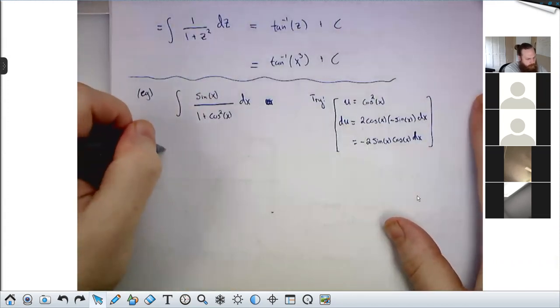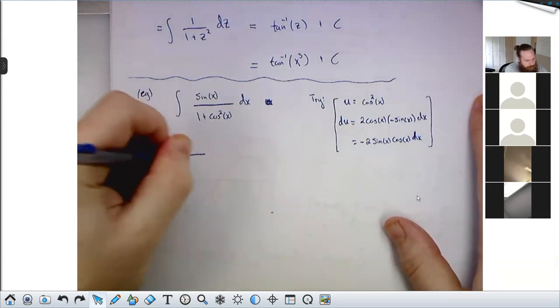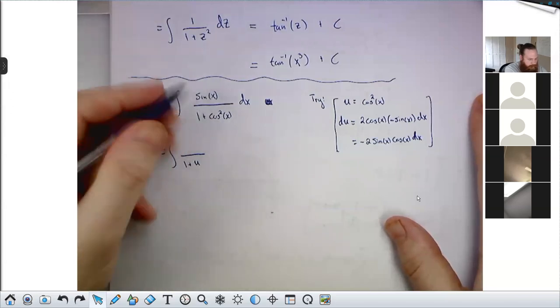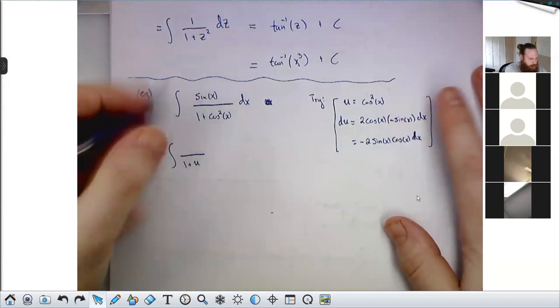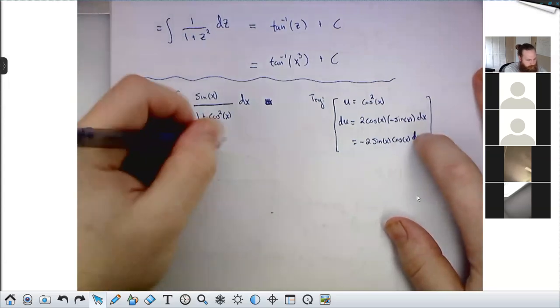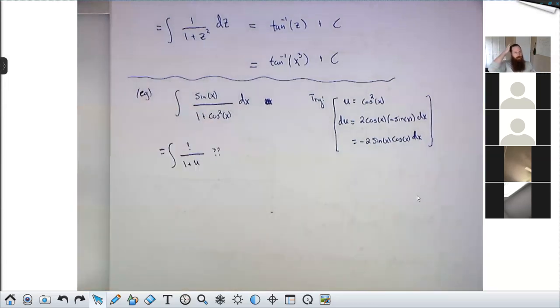So downstairs there, I would have 1 plus u. Upstairs here, though, I don't know how to rewrite the sine in terms of this. This is a little confusing. And the dx is really quite gnarly also. There's no clean way to make that substitution go through because of this differential.